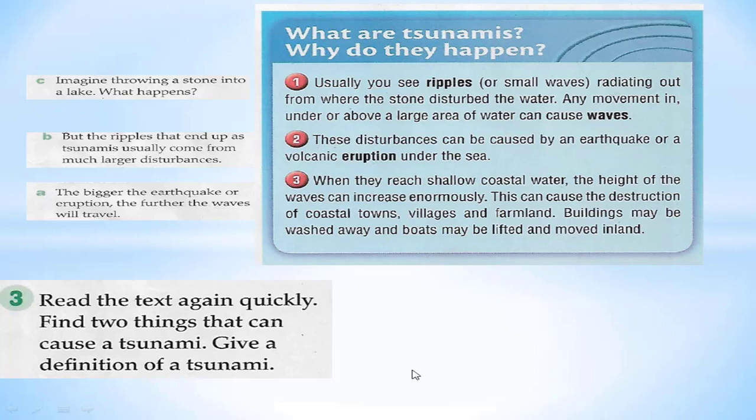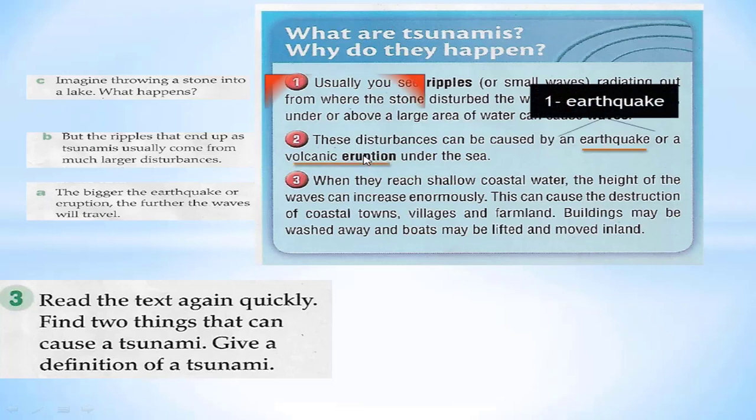Okay. Now, as you can see here, these disturbances can be caused by an earthquake or volcanic eruption. Earthquake and volcanic eruption. So the main cause of tsunamis is the earthquake and the volcanic eruption. Great, good job. Now, what do you think? What is a tsunami?